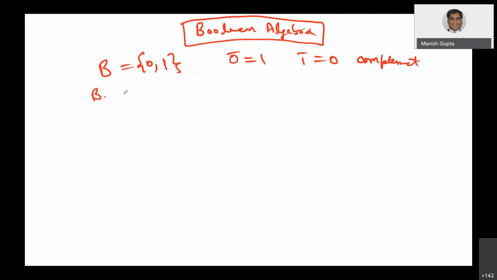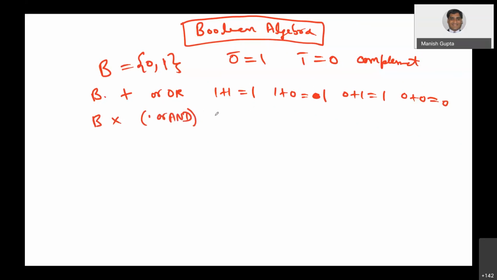Anyway, we can talk about Boolean sum, which we call OR. So 1 plus 1 is 1, 1 plus 0 is 1, 0 plus 1 is 1, 0 plus 0 is 0. This is the plus sign, or OR. Similarly, there is a Boolean product, which we also call AND. So 1 into 1 is 1, 1 into 0 is 0, 0 into 1 is 0, and 0 into 0 is equal to 0.